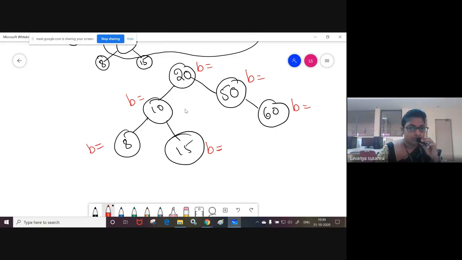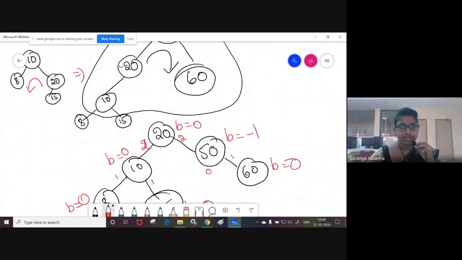1, 2. 2 minus 2, 0. Next, 1, 1, 1 minus 1, 0. 0, 1, 0 minus 1, minus 1. B equal to 0. Okay, tree is balanced. See here, remember after balancing, again you need to find the B for each and every node, so that you can check whether the tree is balanced or not. Okay, now 15 is completed.